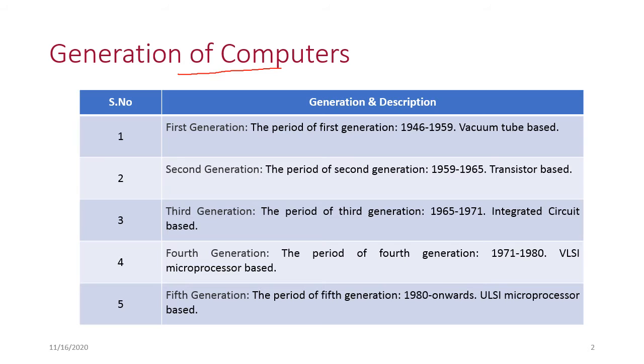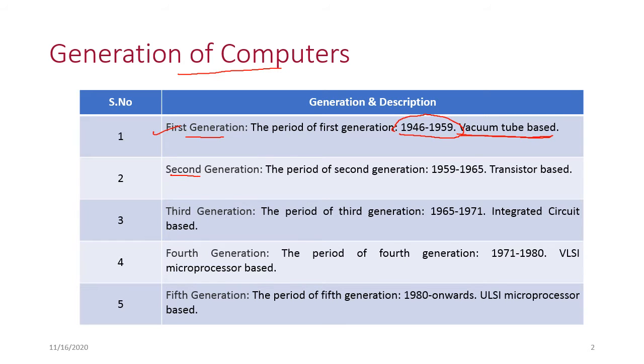We are having 5 different generations. Let us see from the first generation. The period of first generation computers was 1946 to 1959, and those computers were vacuum tube based computers. The size of vacuum tubes is very big, and the size of those computers was also very huge.